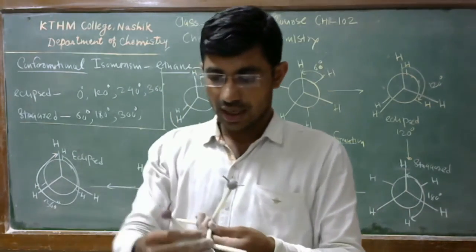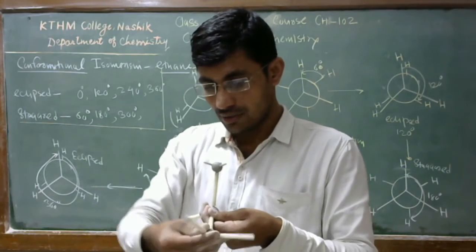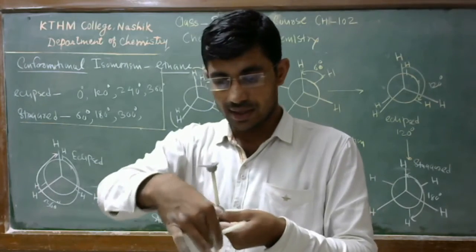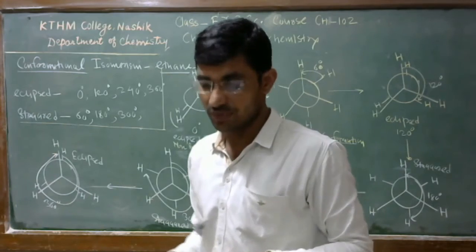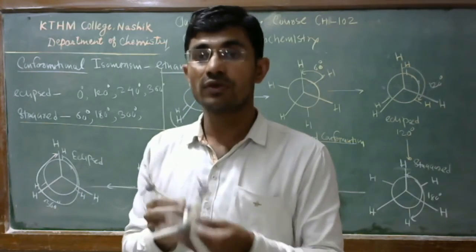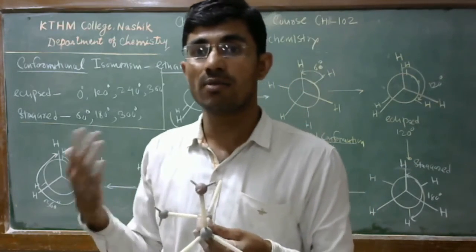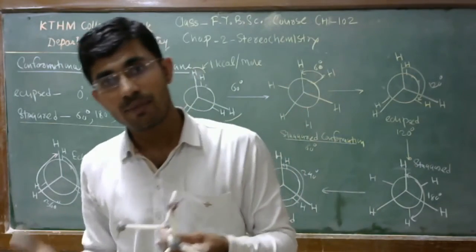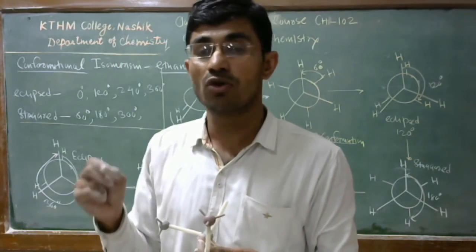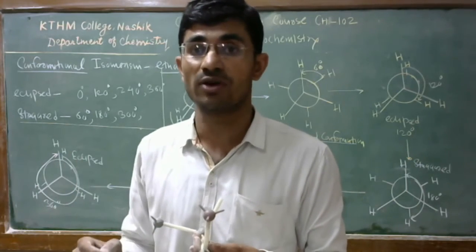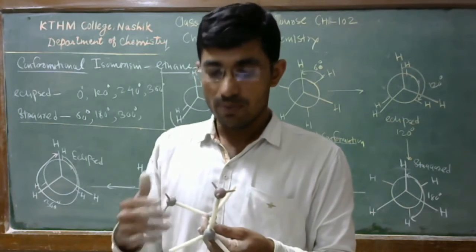Second is the staggered conformation, at angle 60, then angle 180, then angle 300. For that we can observe the staggered conformation. In the staggered conformation, the non-bonded hydrogens are maximally apart from each other. So this conformation is the more preferred and more stable conformation, and it has the energy of only 0 kilocalorie per mole.